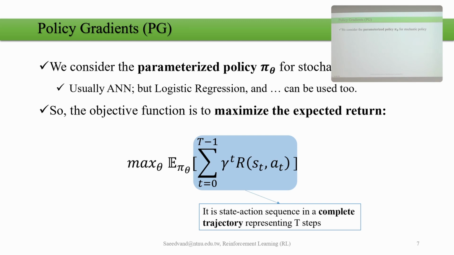So let's start to gradually see what we can do. We consider a parameterized policy, for a stochastic policy as pi theta, where theta is the parameterized value for the network, the same definitions that we already have had for deep learning. Parameters theta that we want to find to optimize to find the best policy that we have. Usually we use an artificial neural network, but we are not limited to that.